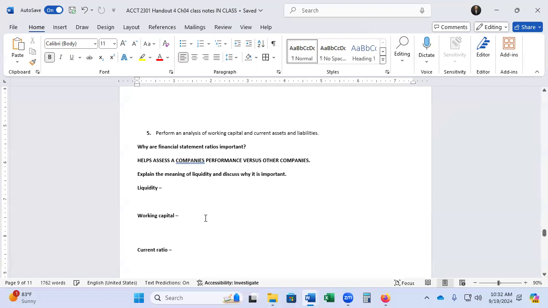All right. And then we have liquidity here. So big picture, what does liquidity mean? Can the company pay its bills? And these are the liabilities that will come due in the future.